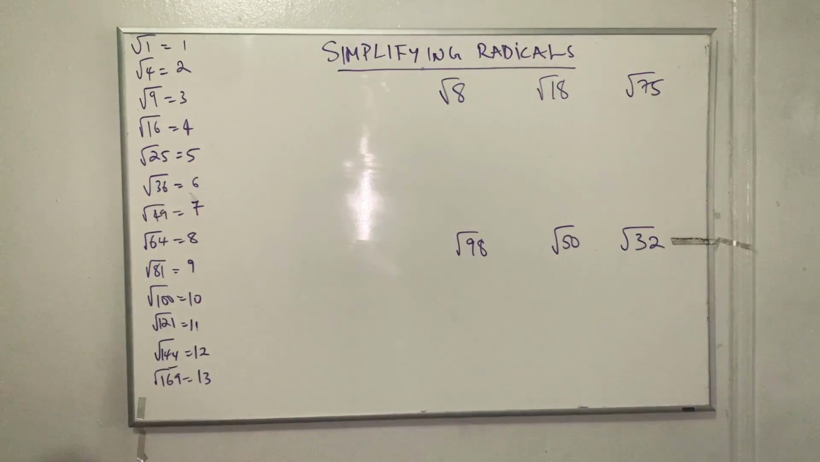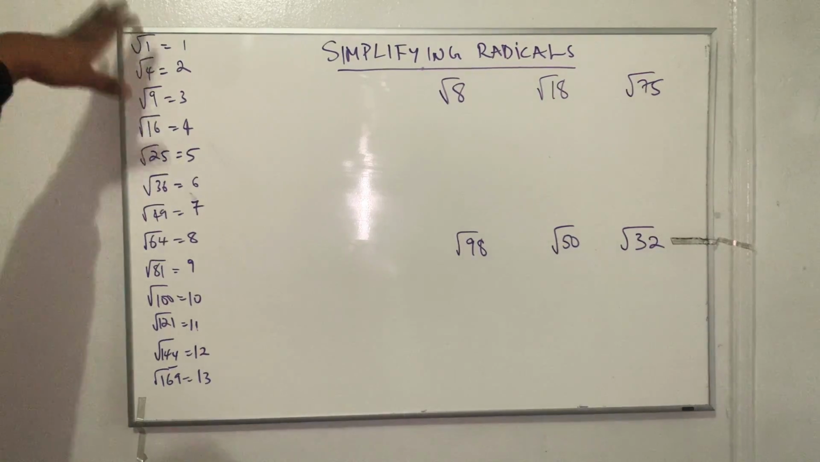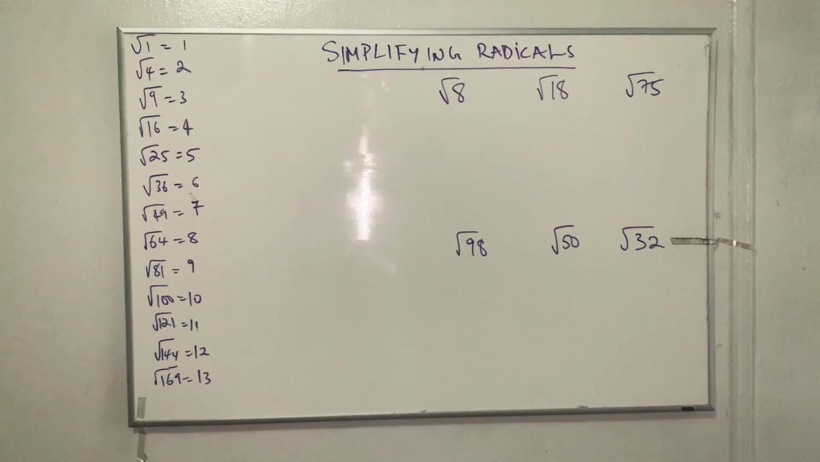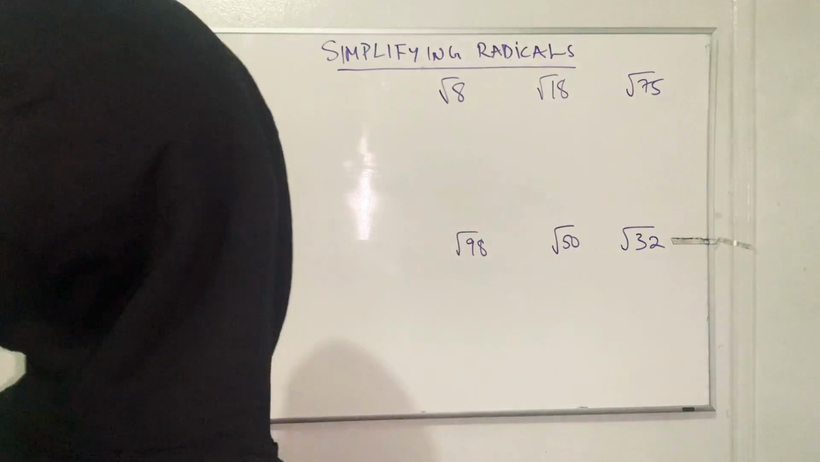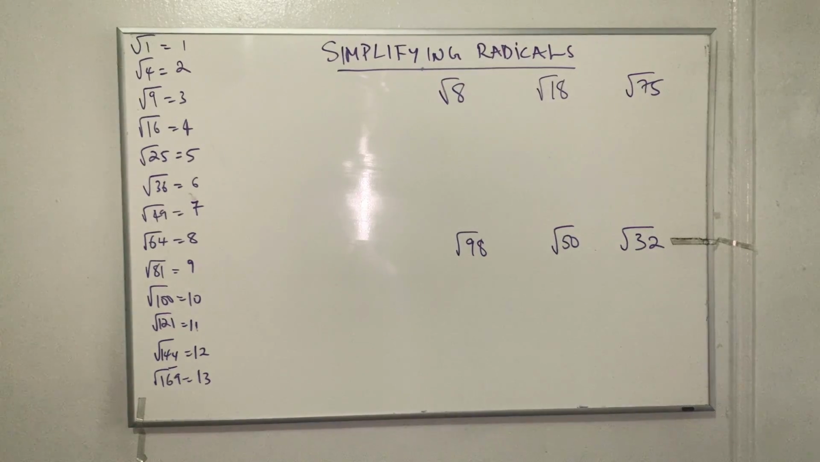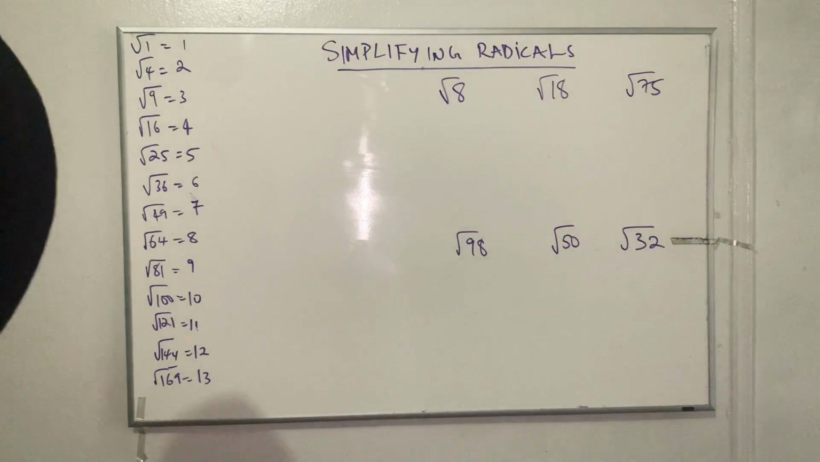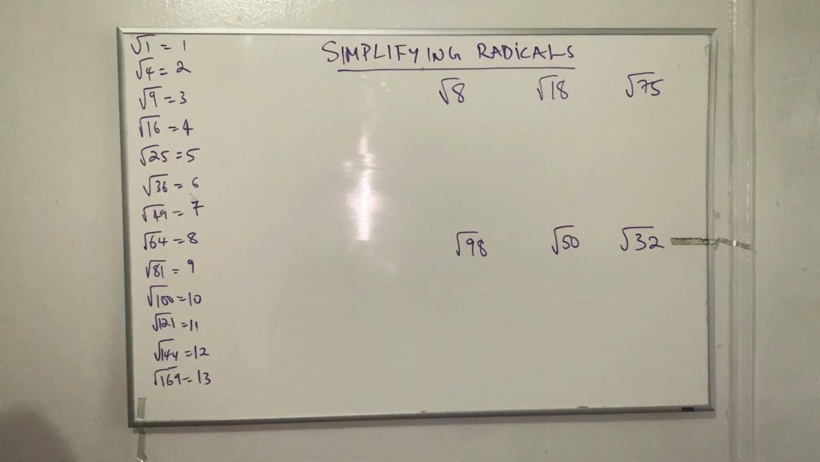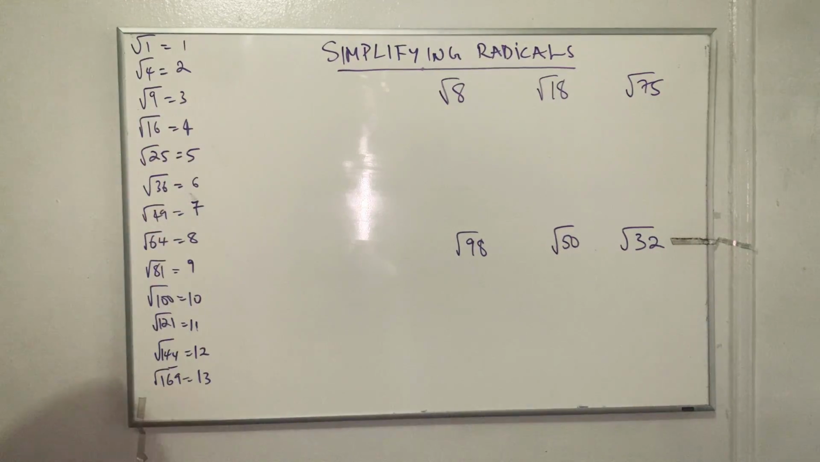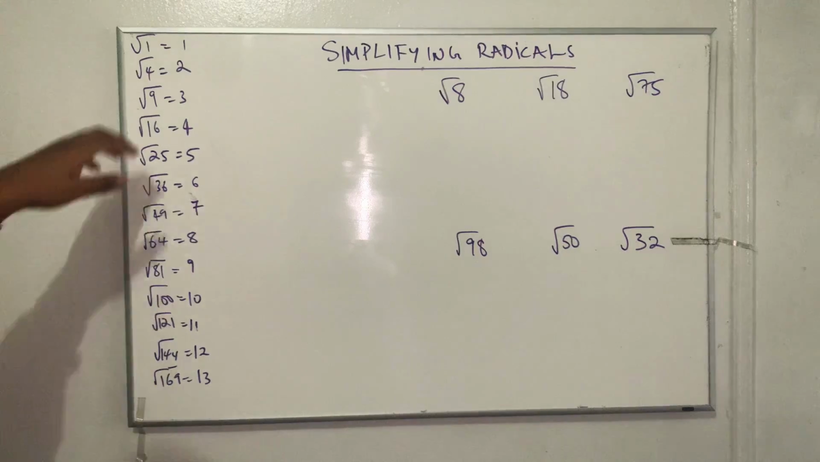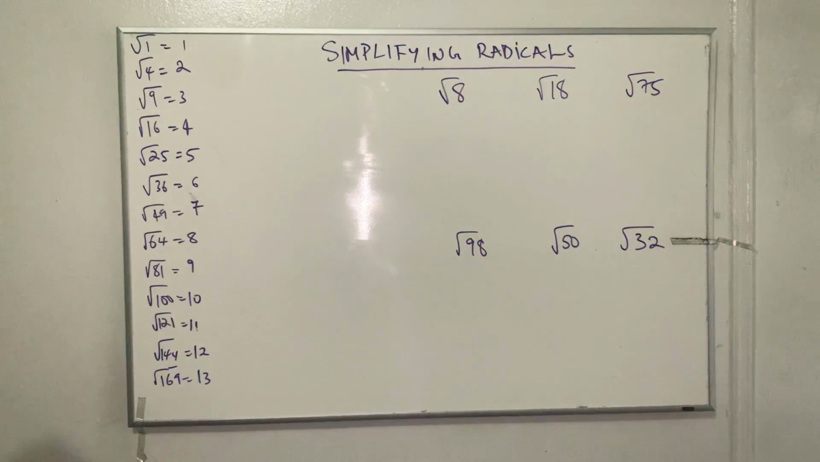And I would advise you to learn these square roots, know them at the back of your mind, because this will help you navigate how to simplify them. Just like knowing your multiplication table is very good, it's advisable to know at least from the square root of 1 to the square root of 169. So the square root of 1 equals 1.